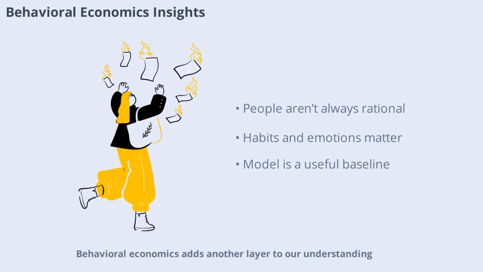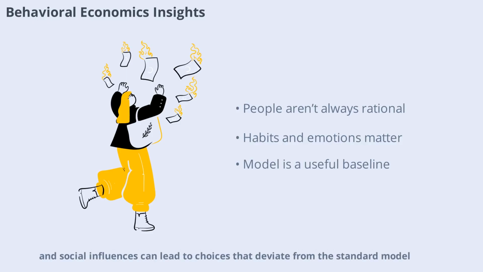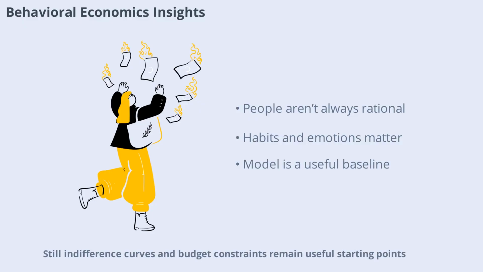Behavioral economics adds another layer to our understanding. It recognizes that people don't always act rationally or have perfect information. Factors like habits, emotions, and social influences can lead to choices that deviate from the standard model. Still, indifference curves and budget constraints remain useful starting points.